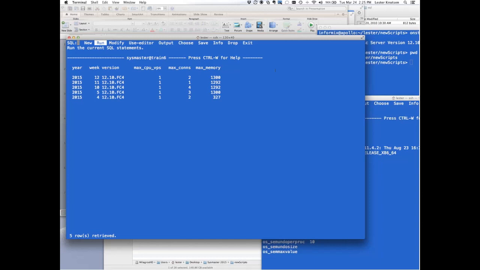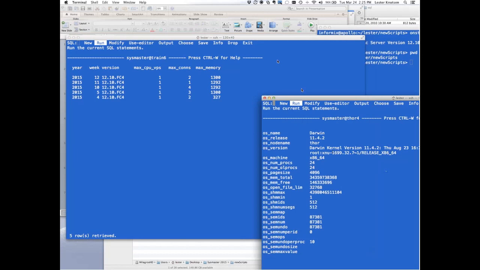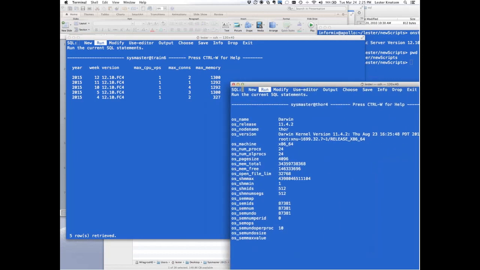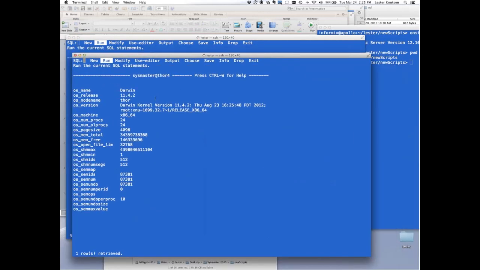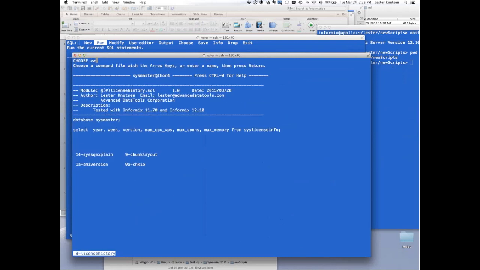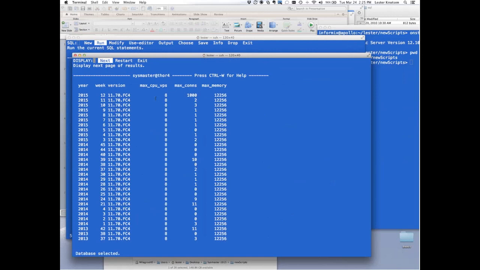I'm going to go to one of my other machines to show you this. If I go to license history, this is a machine I've had running for a long time. So it goes back to 2013, I'm sorry. And tells you how many CPU VPs I've used. And I've had points where I have had 1,000 users on this machine and how much memory I'm using on these machines.